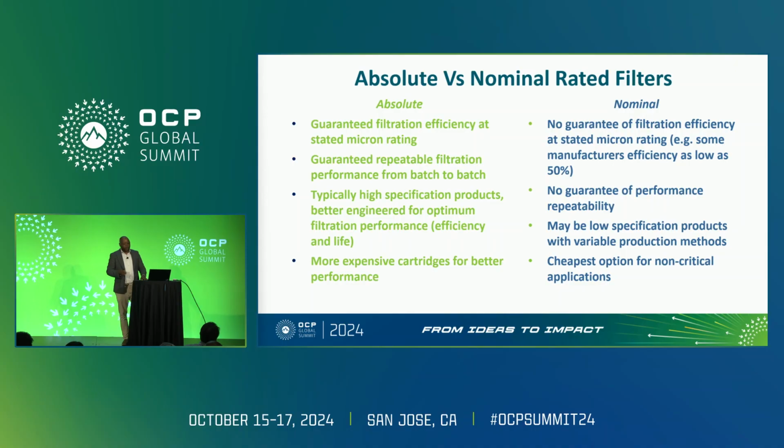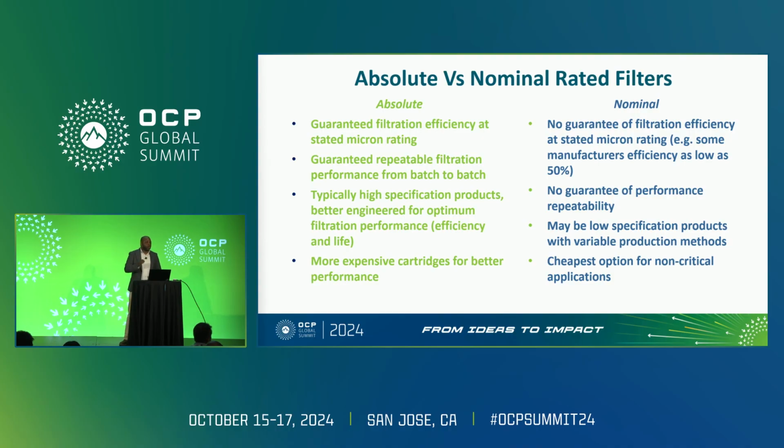So coming on now to the absolute versus nominal rated issue. This is something, again, I've not heard discussed a lot within the data center industry. Absolute filters give you guaranteed filtration efficiency at the stated micron rating. So this ensures you get guaranteed repeatable performance. These are typically high-spec products with tight tolerances and engineered for optimum performance and longevity. So these are ideal for critical applications, the ones we're talking about, liquid cooling, direct-to-chip, etc.